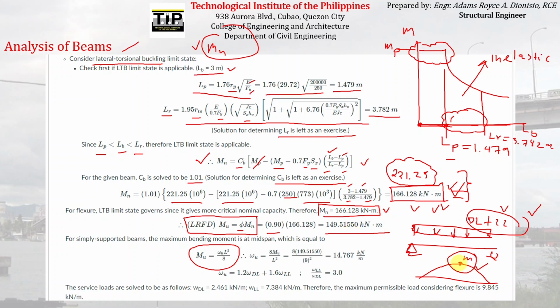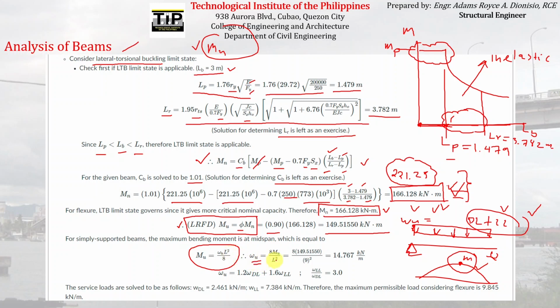Okay, so with that, we have to compute first the magnitude of the uniformly distributed load WU, which is just the sum of the amplified magnitude of this because we are using LRFD. So we have to use the load combination with a factor of 1.2 dead load and 1.6 live load. Okay, so we have to compute first the magnitude of this uniformly distributed load WU using this formula. So substituting MU, which is equal to 149 according to this equation that we have computed, we can compute for the magnitude of WU.